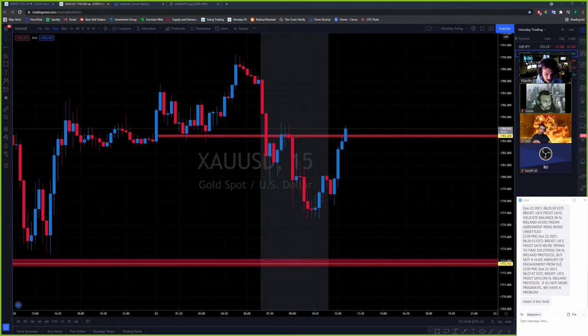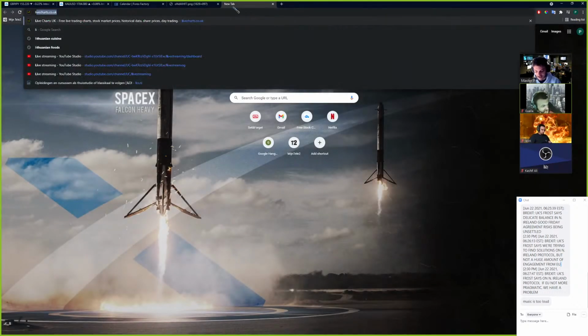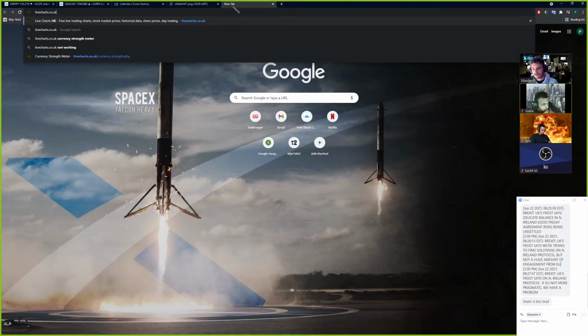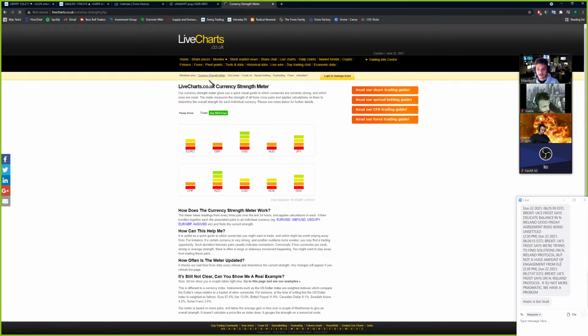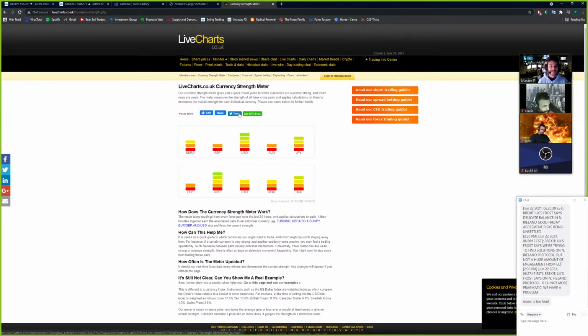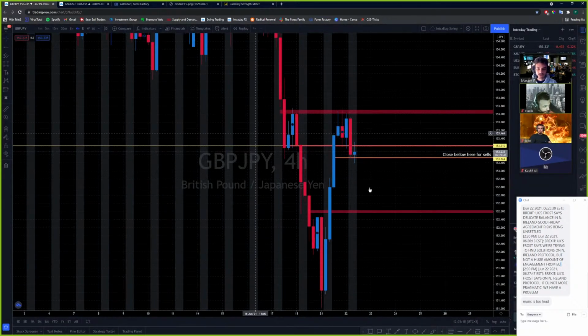Do you use currency strength on Finviz? No, we actually use a different indicator called livecharts.co.uk. And then if you go to currency strength meter, this is basically the indicator we like to use. And we see pound is rather weak and yen is rather strong. So that makes sense for pound yen to go down.